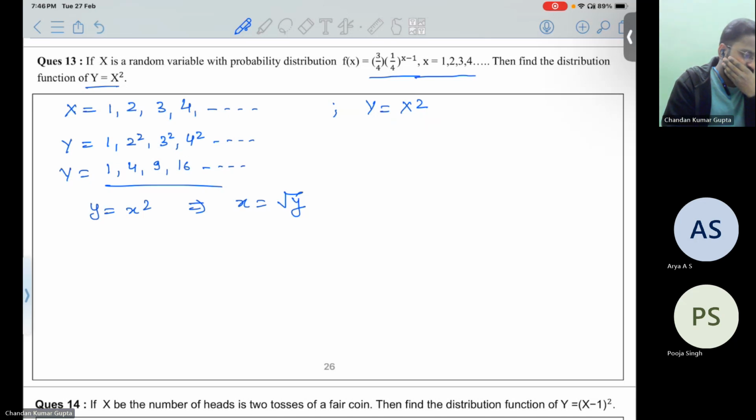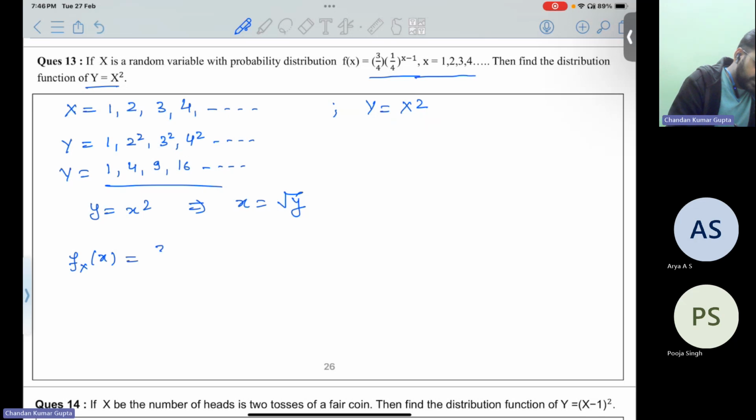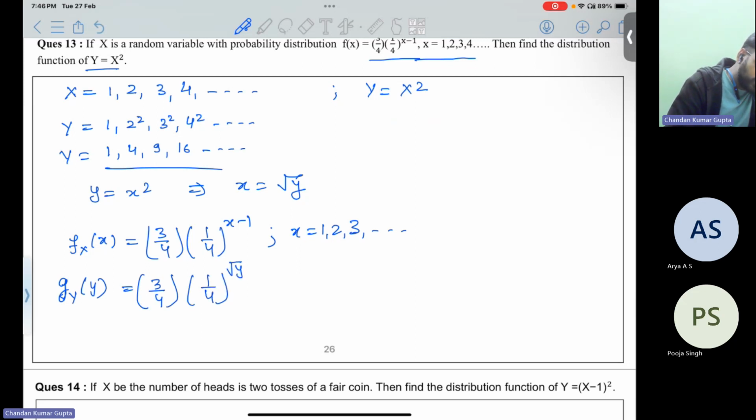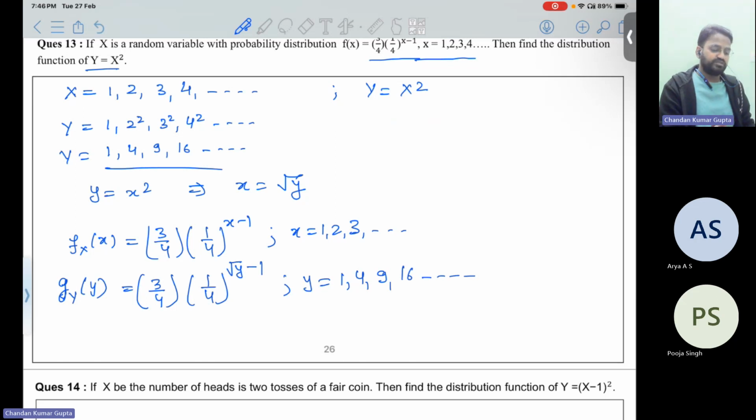We have like this, 3 by 4, 1 by 4 to the power x minus 1. So replace x with root y. It's 3 by 4, which is constant, and 1 by 4 to the power root y minus 1, and y equals 1, 4, 9, 16 and so on. So this is the simple concept.